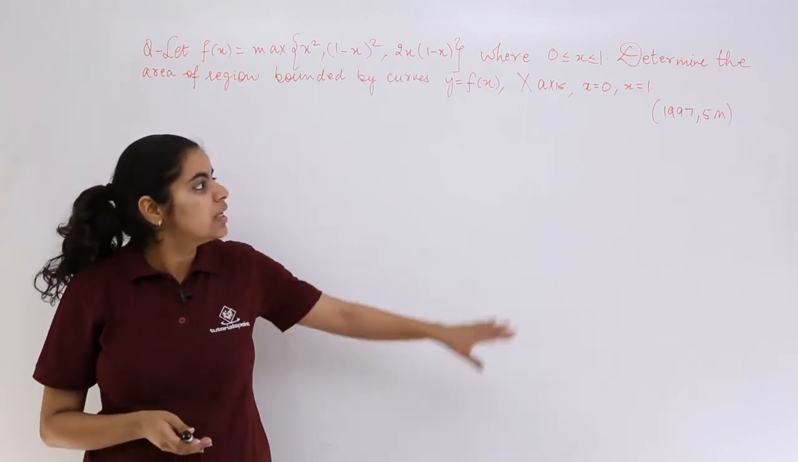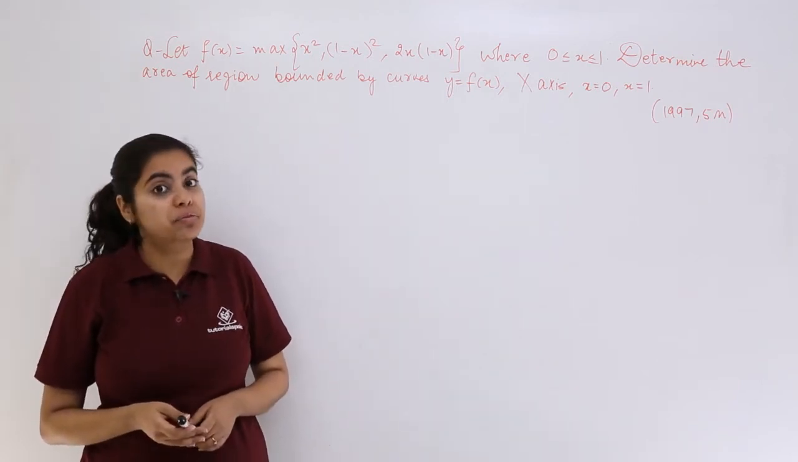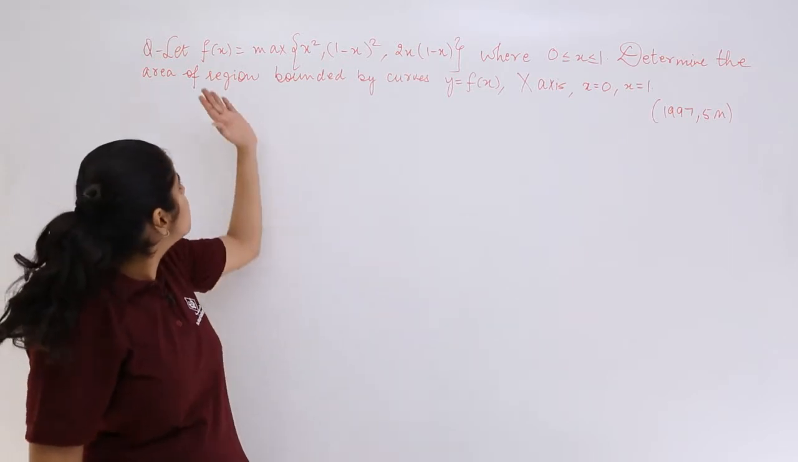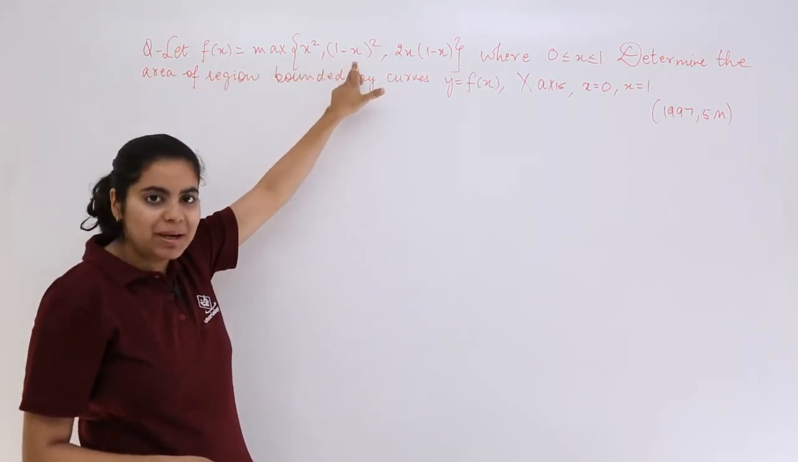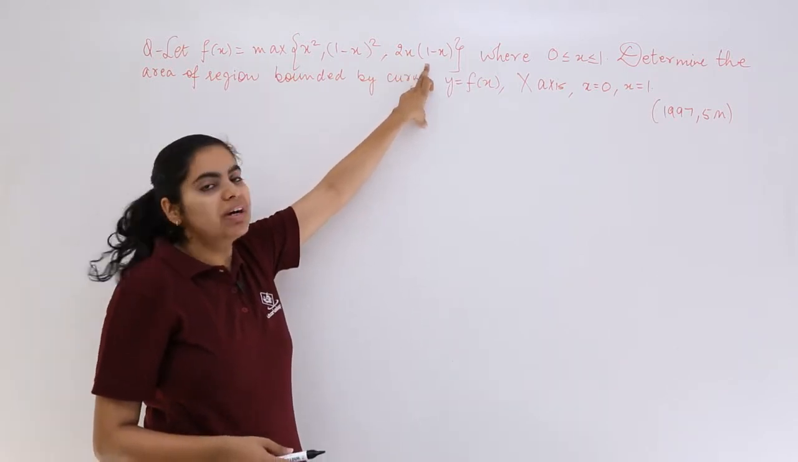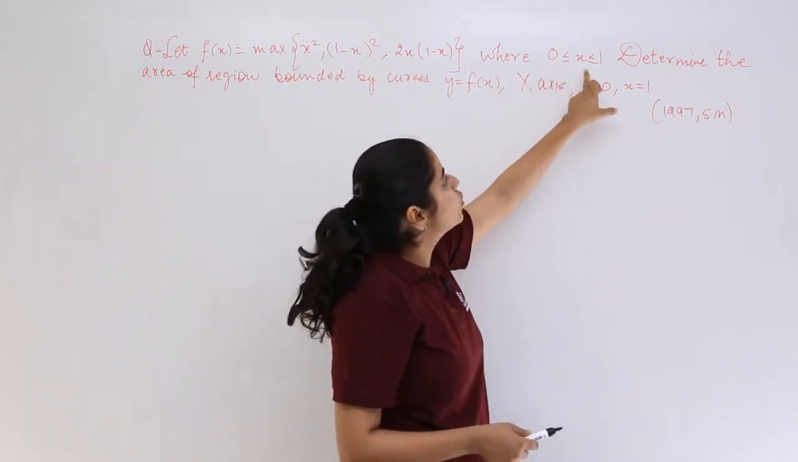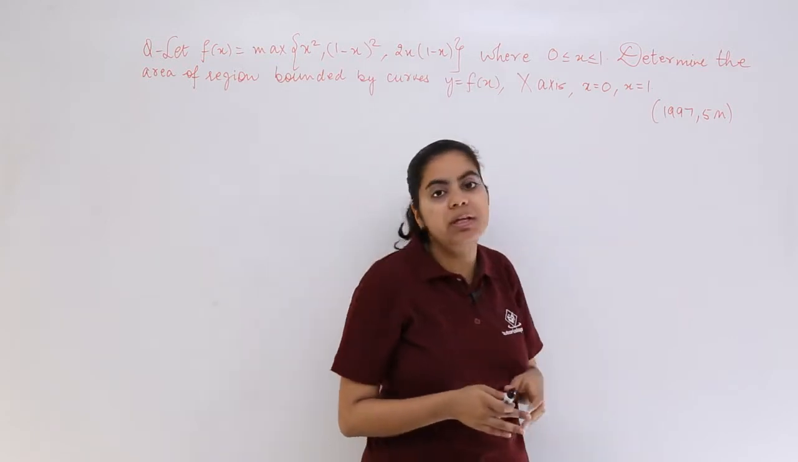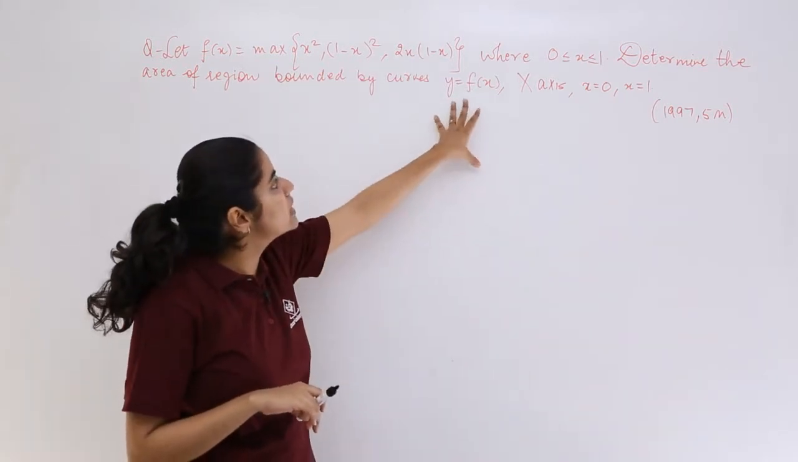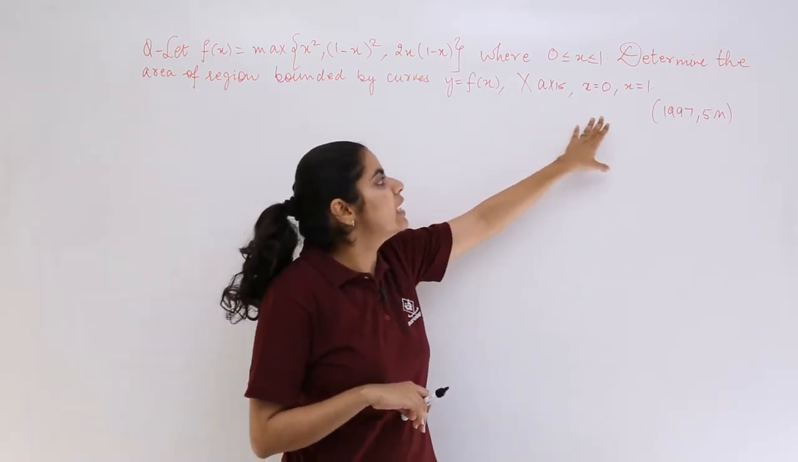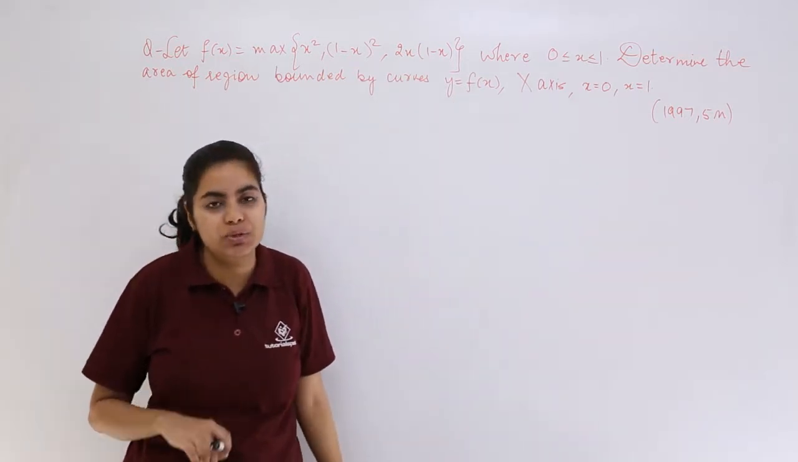Let's see this question asked in the year 1997 for 5 marks. The question is: let f(x) be equal to the maximum of x square, (1 minus x) whole square, and 2x(1 minus x), where x lies between 0 and 1. Determine the area of the region bounded by the curves y is equal to f(x), the x axis, x is equal to 0, and x is equal to 1.